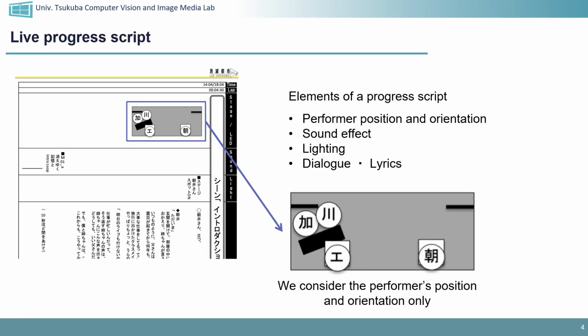The stage script, or live progression script, includes information on the performer's positions during a particular scene of the performance, details related to sound effects and lighting, as well as other production elements, and information about lines or lyrics. In this study, we consider using the sparse, chronological performer position information obtained from the progression script as the performer position information at keyframes during the performance. With this, we aim to automatically generate camera work.